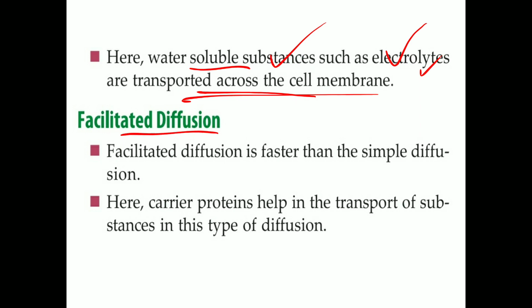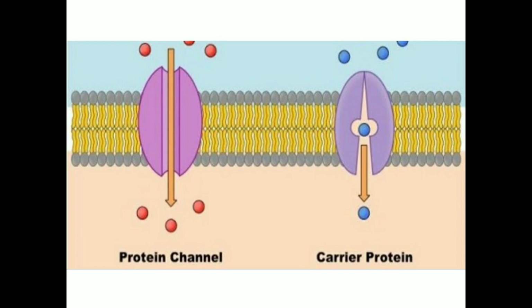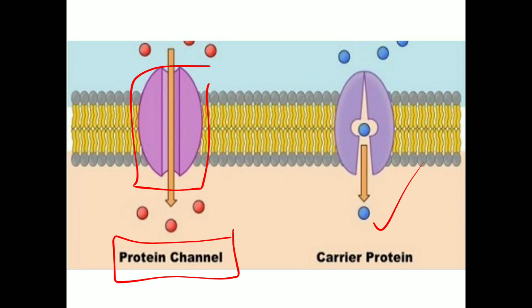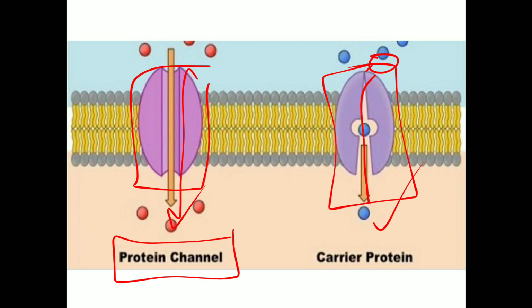The next is facilitated diffusion. Facilitated diffusion is faster than simple diffusion. Here, carrier proteins help in the transport of substances in this type of diffusion. So here you can see a carrier protein. In simple diffusion, we have seen that protein channels are involved in the transport of substances across the cell membrane. Here, carrier proteins are involved in the transport of substances, which will carry a molecule from one side of the cell and transport it to the other side of the cell.